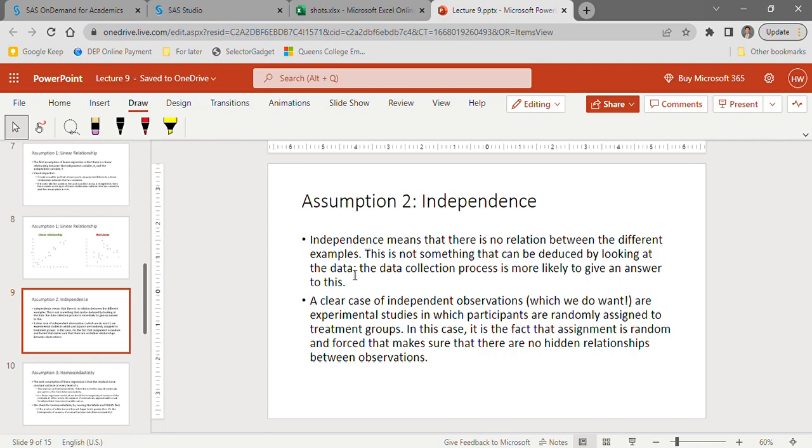And if your answer was the different types of study designs, you are correct, right? So was it a simple random sample? Was it a clustered sample? Was it systematic, etc., right? So a clear case of independent observations, which is what we want, are experimental studies in which participants are randomly assigned to treatment groups. In this case, it is the fact that the assignment is random and there are no hidden relationships between the observations. Okay?